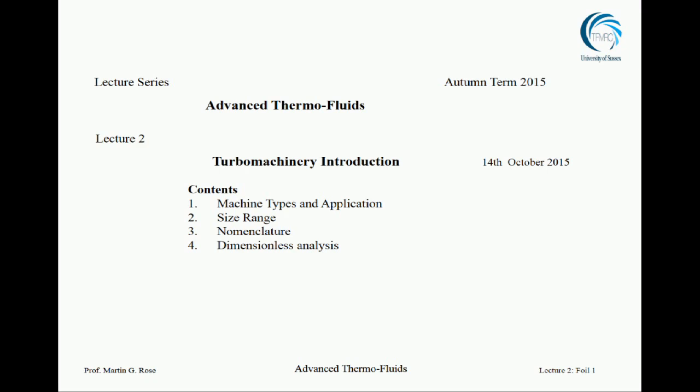Okay, so this is the contents list that we have for the introduction to turbo machinery. I shan't read it out because you'll be able to read it on the screen.